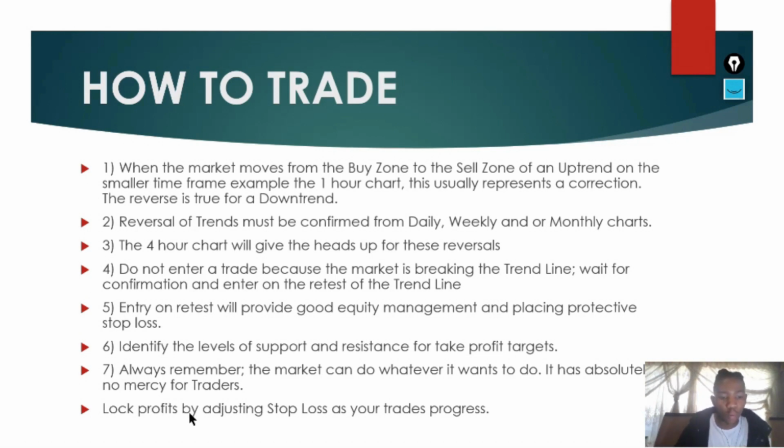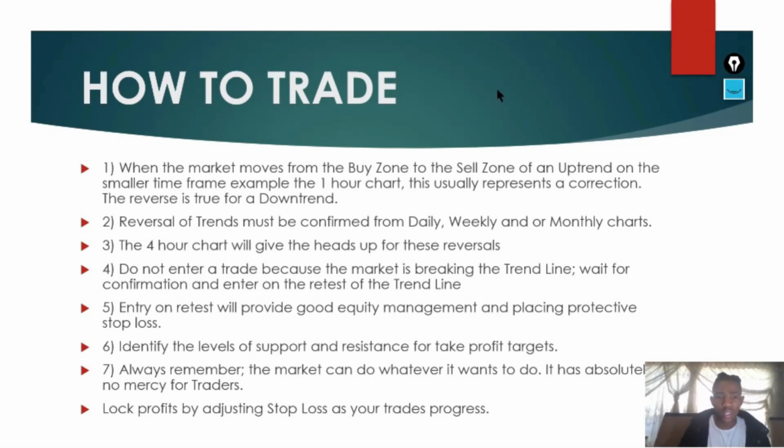So now you lock your profits by adjusting the stop loss as your trades progress. So when it moves more, gives you like 30 pips, you can adjust your stop loss. Gives you more. You always know what your overall target is. Hence, you always win the long game. Your losses are always small, but your profits are always big, right?